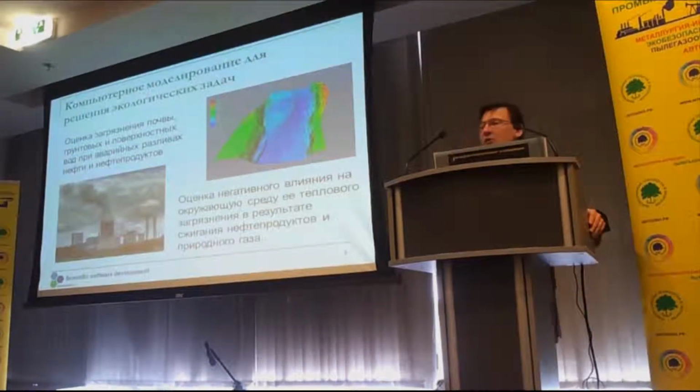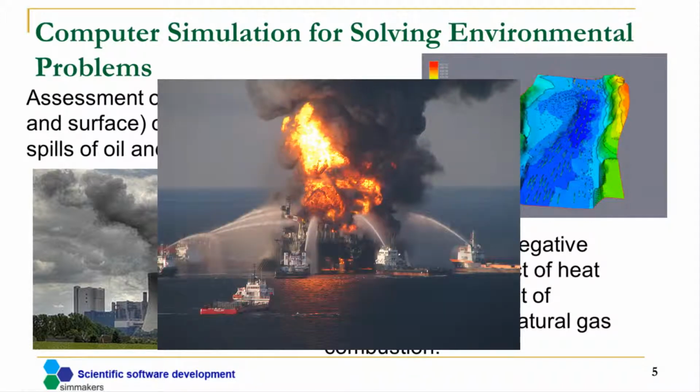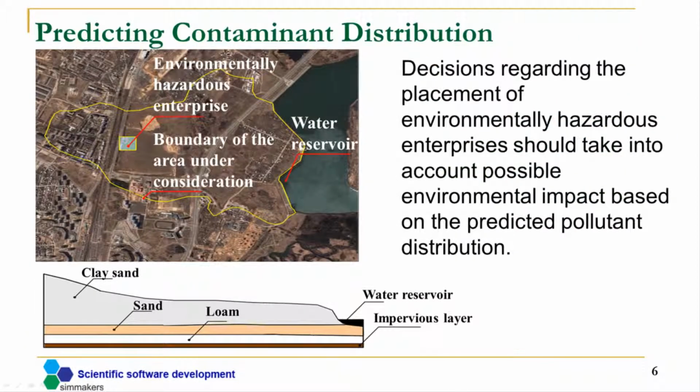Computer simulation is also used to investigate environmental contamination scenarios, such as accidental oil spills and other anthropogenic accidents. Another application of computer simulation is to assess the negative environmental impact of heat from the combustion of oil, gas, and other petrochemicals. There are numerous environmental problems that can be solved with simulation, so we will only cover a couple in this presentation. In this presentation, I would like to show specific examples of the use of computer simulation to these problems in order to demonstrate its potential.